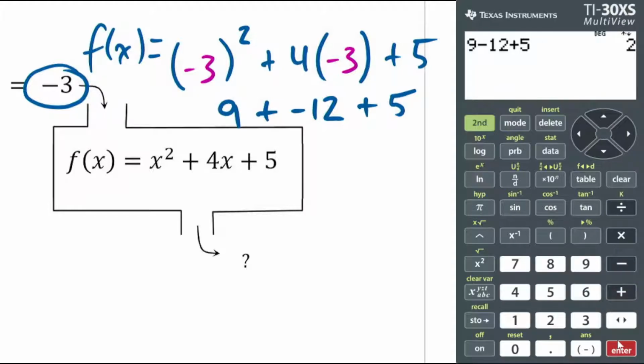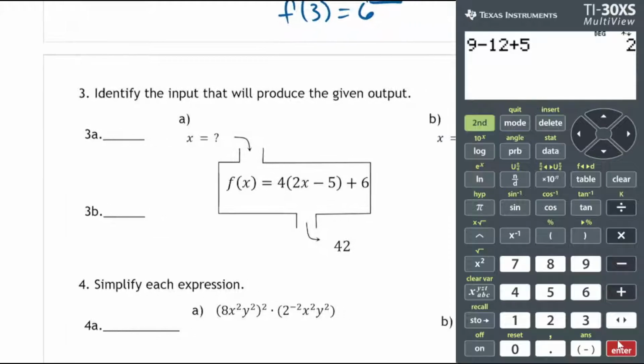Is that right? 15 minus... that feels wrong. 9 minus 12. Oh, no, that's 14. Yeah, 14 minus 12 is 2. That's correct. So when I give the function f the value negative 3, this will return to me the value of 2. All right, let's move on to the next page.